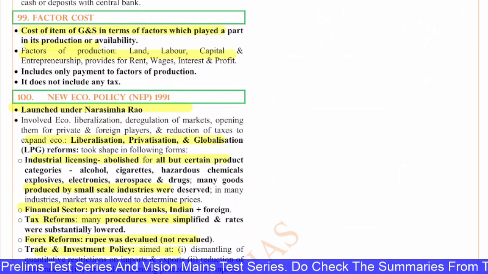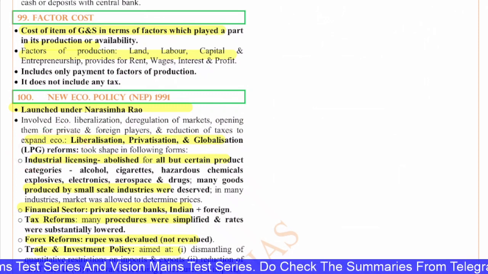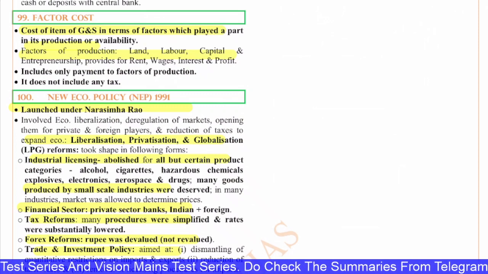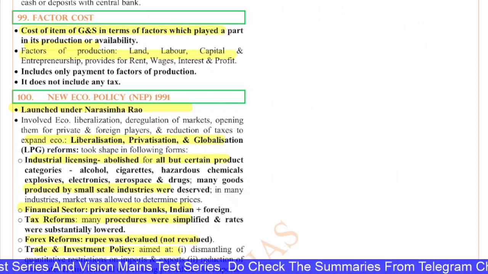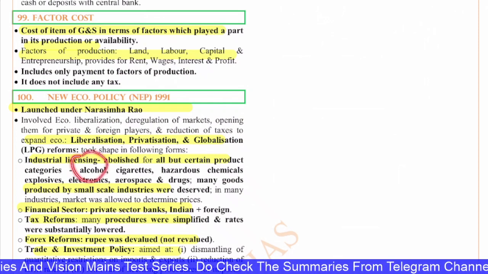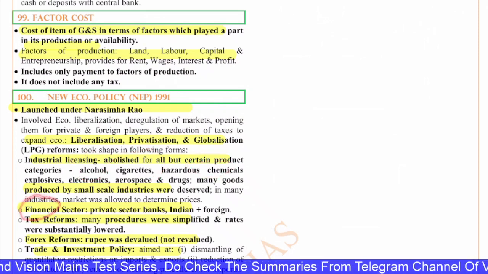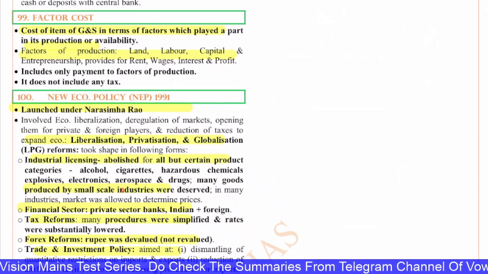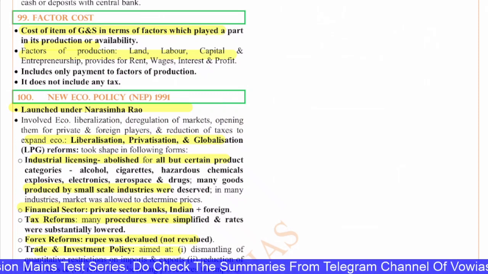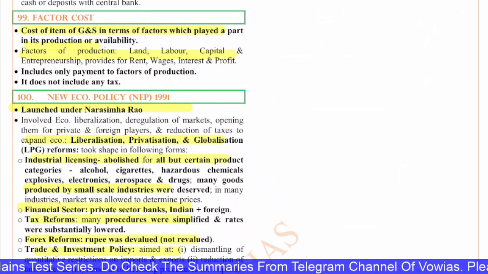And it took place in the following forms. Industrial licensing was abolished, because earlier the government used to give licenses for all, only then they could form the company. But now this was removed except for a few categories like alcohol, cigarette, hazardous chemicals and all. In the financial sector, private sector banks were allowed, both Indian and foreign. Tax reforms were brought in, many procedures were simplified and rates were lowered.